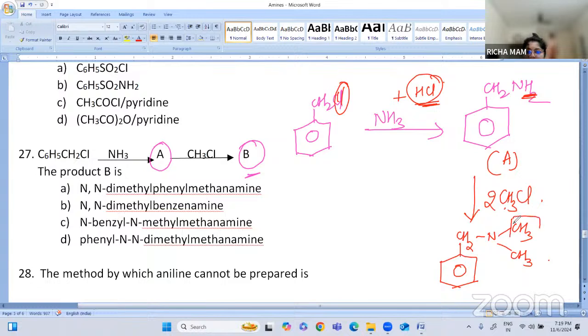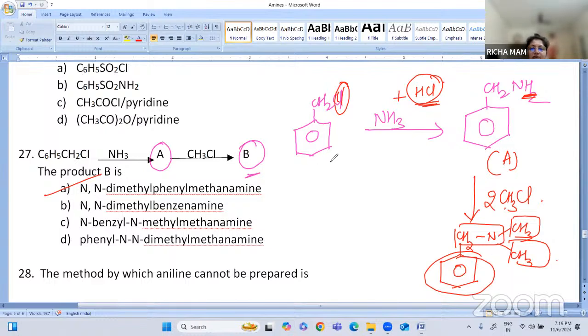N,N-dimethyl phenylmethanamine. Okay, so option A: N,N-dimethyl phenylmethanamine. So option A is the answer.